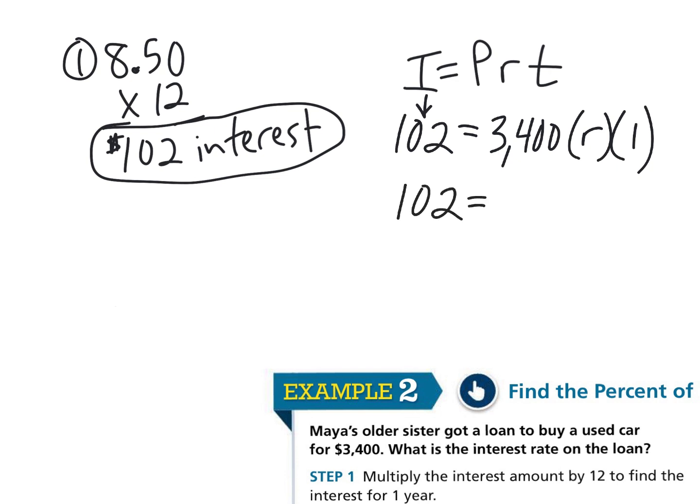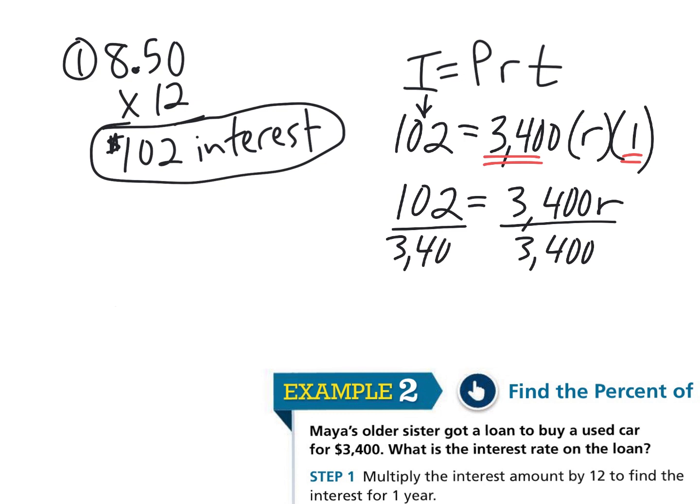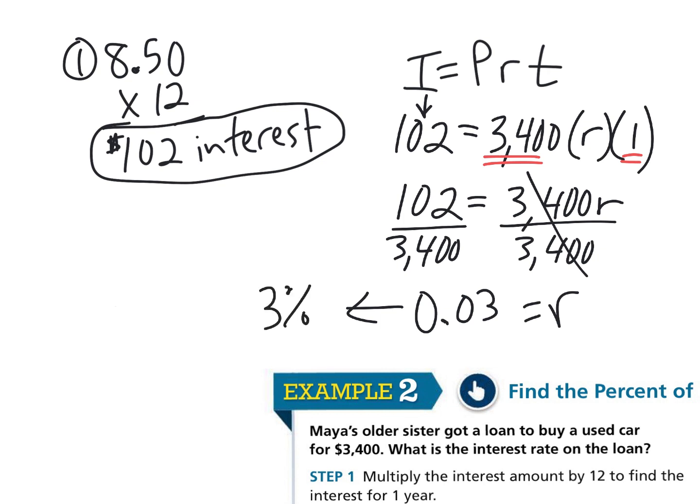So on this problem, you could multiply over on the right side. All of those are being multiplied together. So commutative property says we can change the order. So we could do 3,400 times 1, which is 3,400. And then to solve for r, they're multiplying, so we could divide by 3,400. And you would get 3/100. That's as a decimal, so we're going to change it to a percent. Move your decimal 2 spots to the right, and that tells us that the interest rate is 3%.